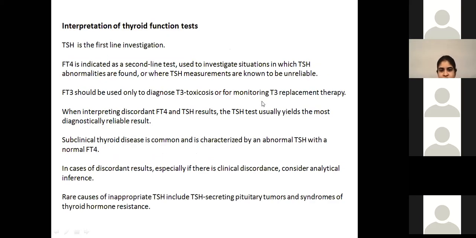Okay, so the next one that we have is TSH. Like it says over here, TSH is the first line of investigation. FT4, which is free thyroid hormone 4, is indicated as the second line test used to investigate situations in which TSH abnormalities are found or where TSH measurements are unreliable.